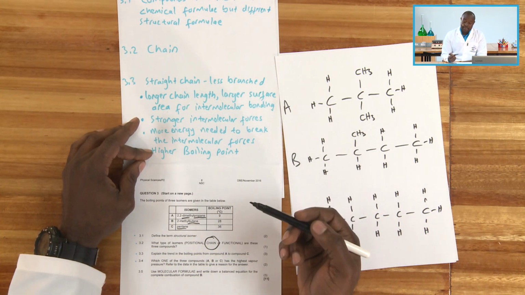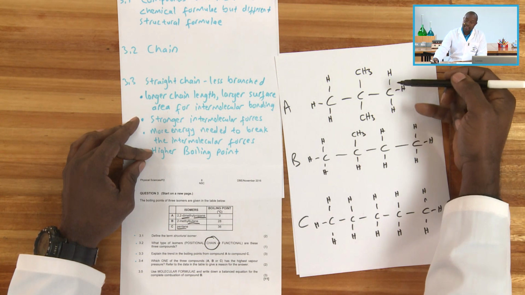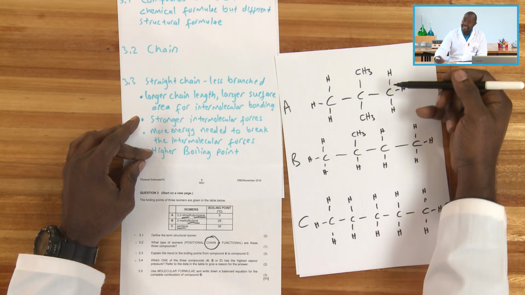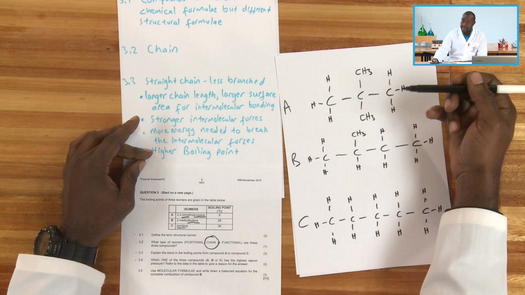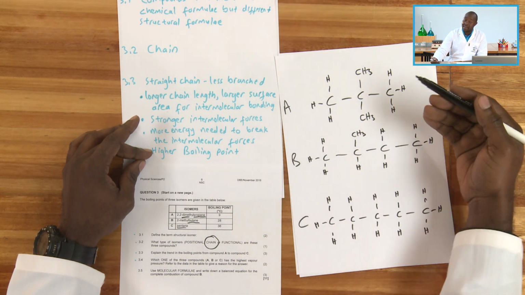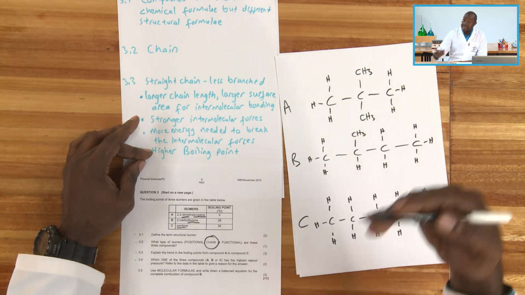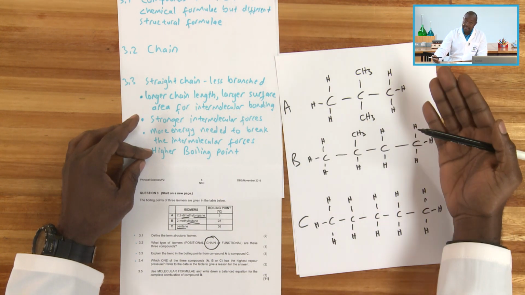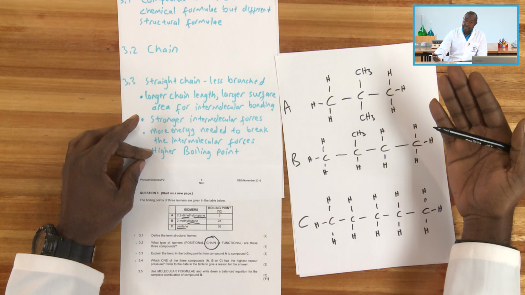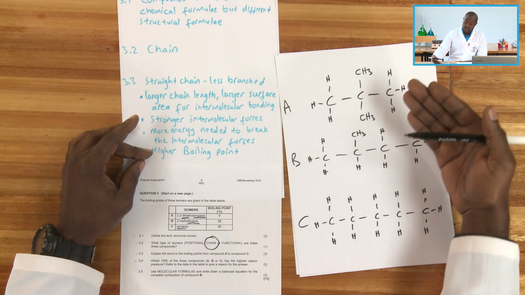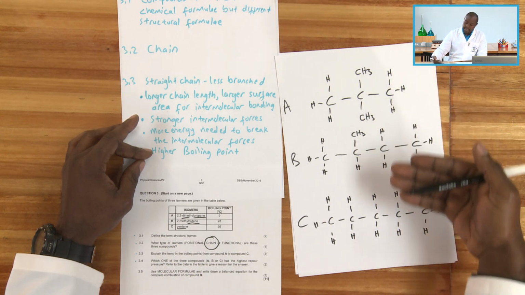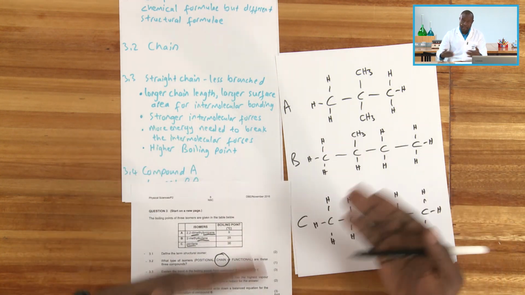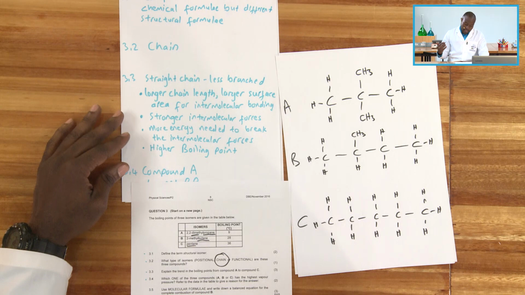Or you can look at it from A and say that A is more branched. Because it is more branched, it has less surface area for intermolecular forces, creates weaker intermolecular forces, which require less energy to separate, and therefore creates a lower boiling point. And as we move from A to B to C, they become less and less branched. So you can look at it from both ways.